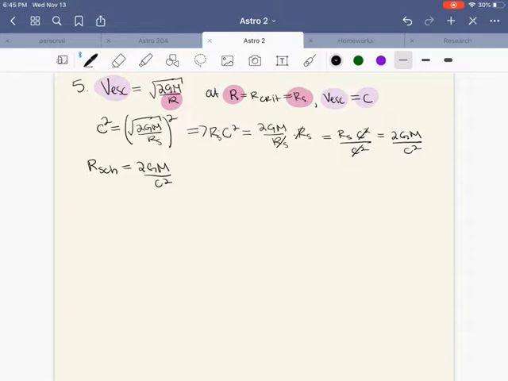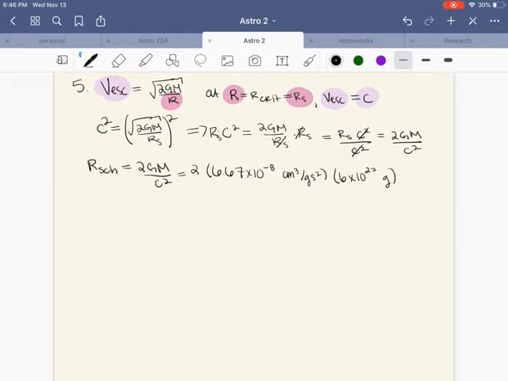So now I can plug in some numbers for this. I'm going to do 2 times the value of G, which is 6.67 × 10⁻⁸, with units of centimeters cubed per gram second squared. And then the mass of the Earth is 6 × 10²⁷ grams.